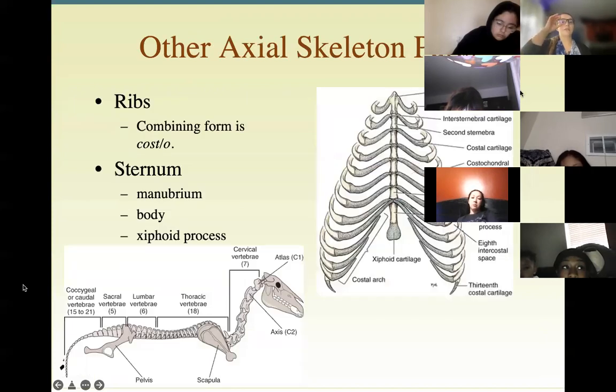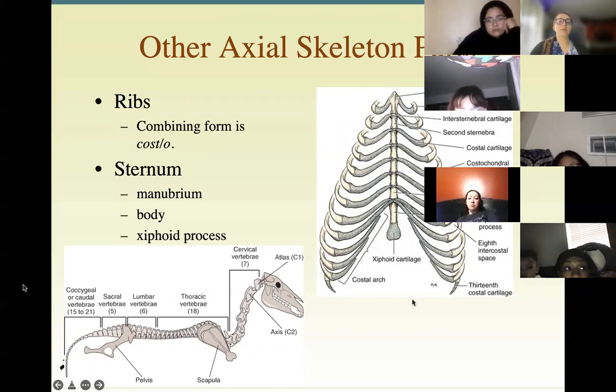All right, breaking down more of the axial skeleton parts. We have the ribs, the rib cage. We know that we have our ribs that then combine with the sternum. So this being the sternum here that's holding all of the ribs together. At the very bottom of the sternum, we have the xiphoid cartilage or the xiphoid process. Know that for ribs, the combining form is going to be costo. So ribs, sternum, those all working in conjunction together. They come off of the thoracic vertebrae, the ribs do, and then they form together by the sternum.